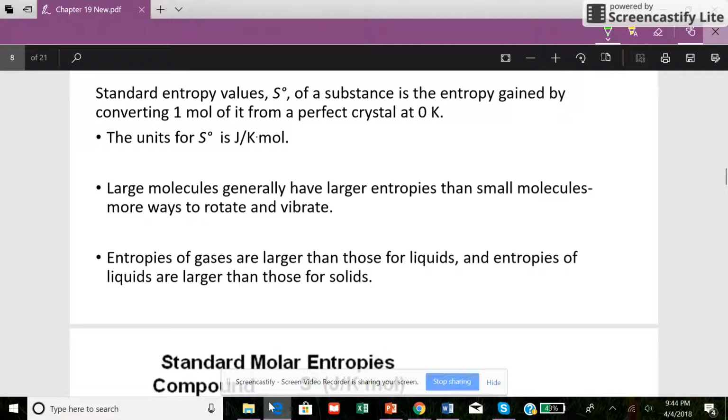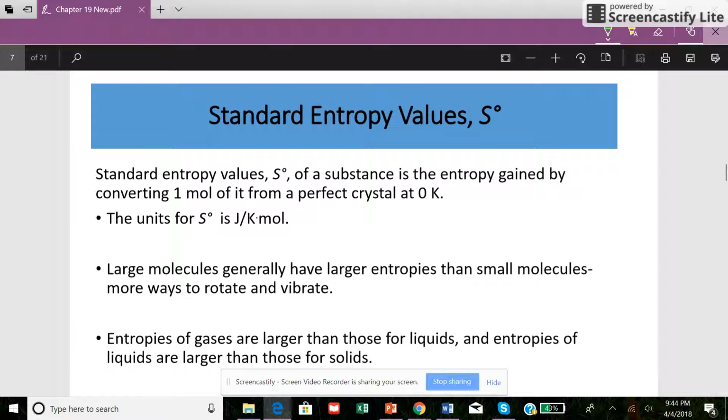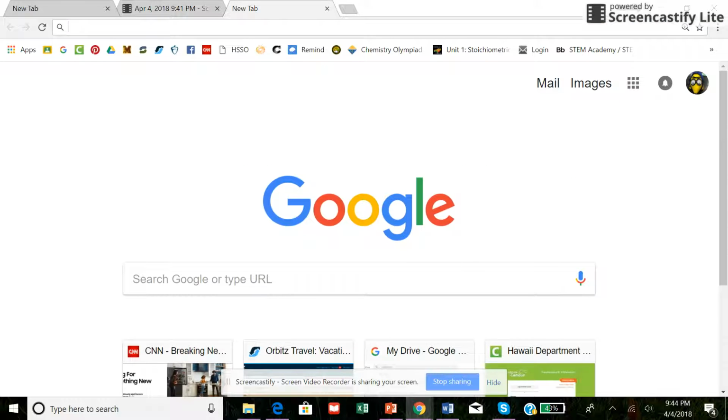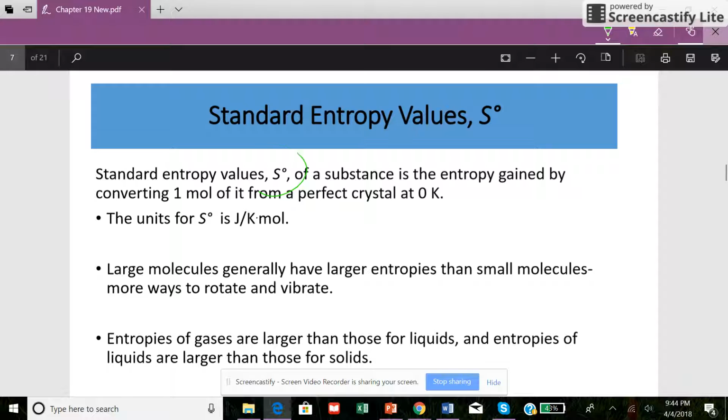Okay, let's continue. Last slide we talked about entropy. Entropy, symbolized by S, of any substance is the entropy gained by converting 1 mole of that substance from the perfect crystal at 0 K, and this is the unit of the standard. Standard entropy. We will talk about this little circle later.